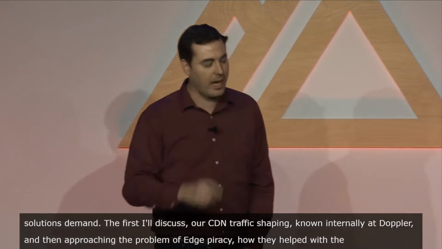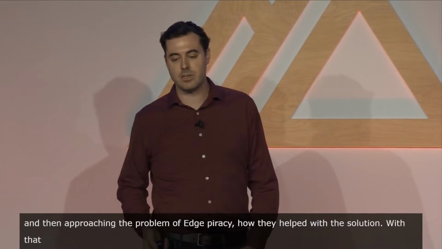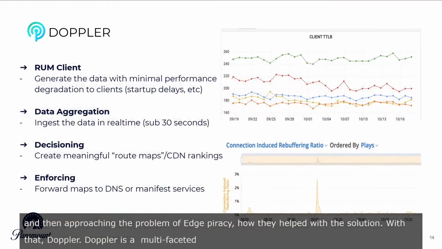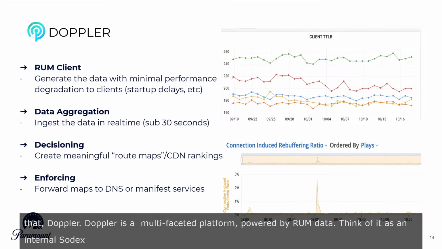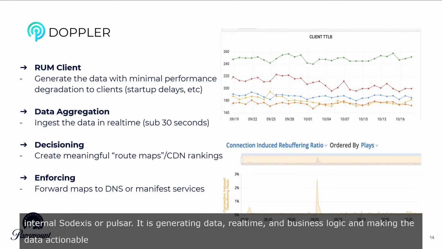So with that, Doppler. Doppler is a multifaceted platform powered by RUM data. So think of it as like an internal Cedexis or NS1 Pulsar. It involves generating client performance data, collecting it in real time, adding a layer of flexible business logic, and then making the data actionable by routing users to the most performant or cost-effective CDN.